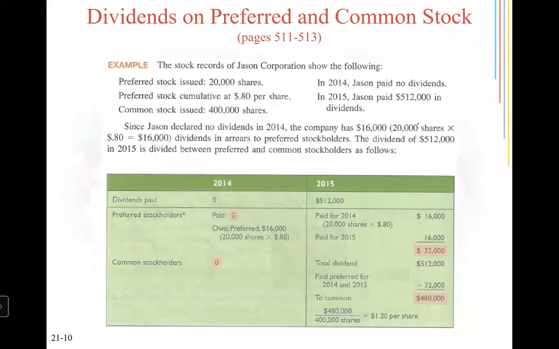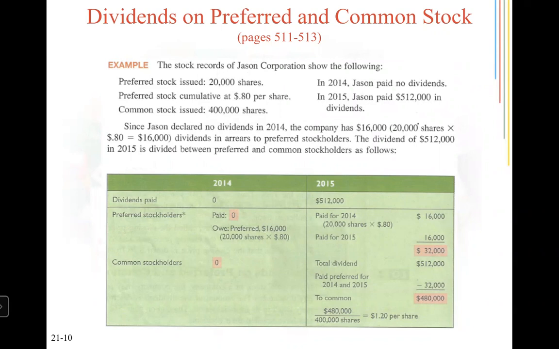The table is broken into two parts. So 2014, you notice nothing is there, 0, 0. Why is that so? Because the company didn't pay any dividends in 2014. But you will notice that for the preferred shareholders in 2014, you see some figures there, even though it says paid 0. Why are those figures there?